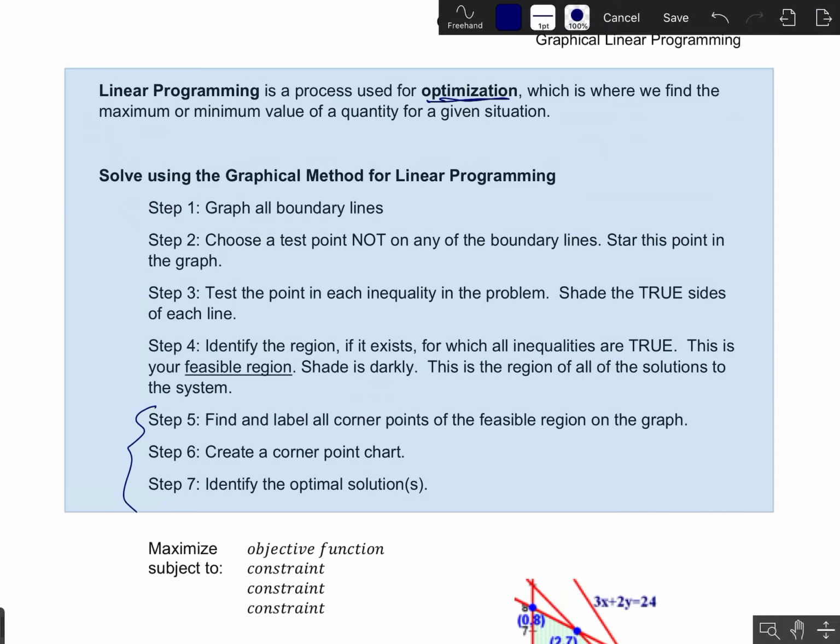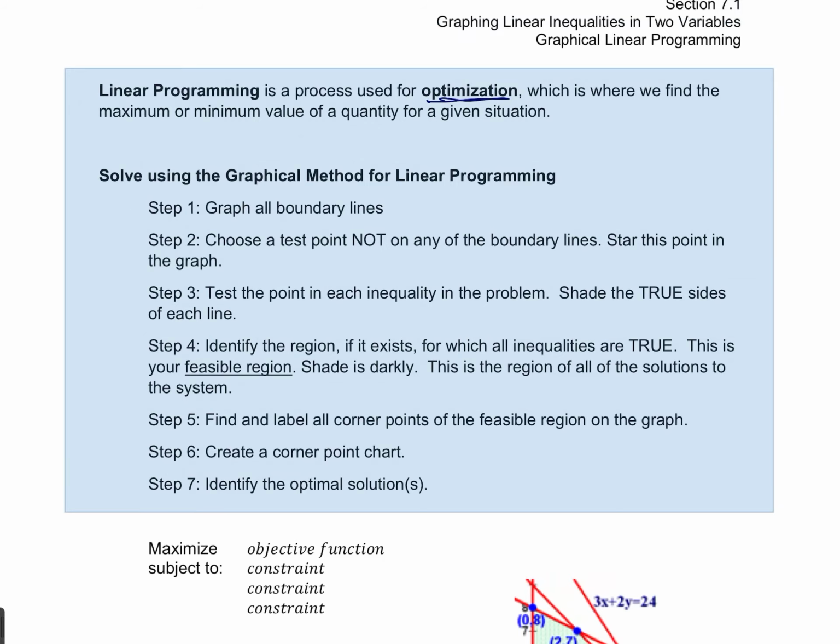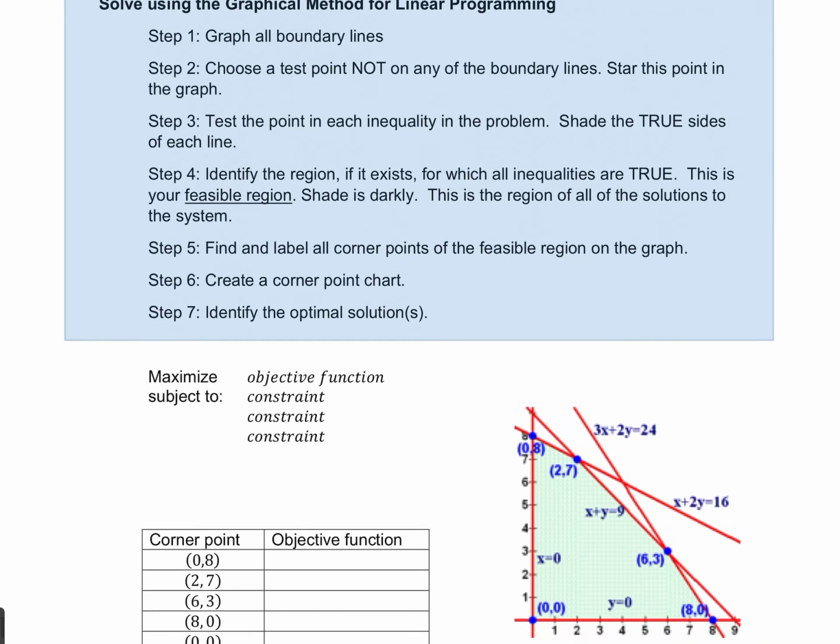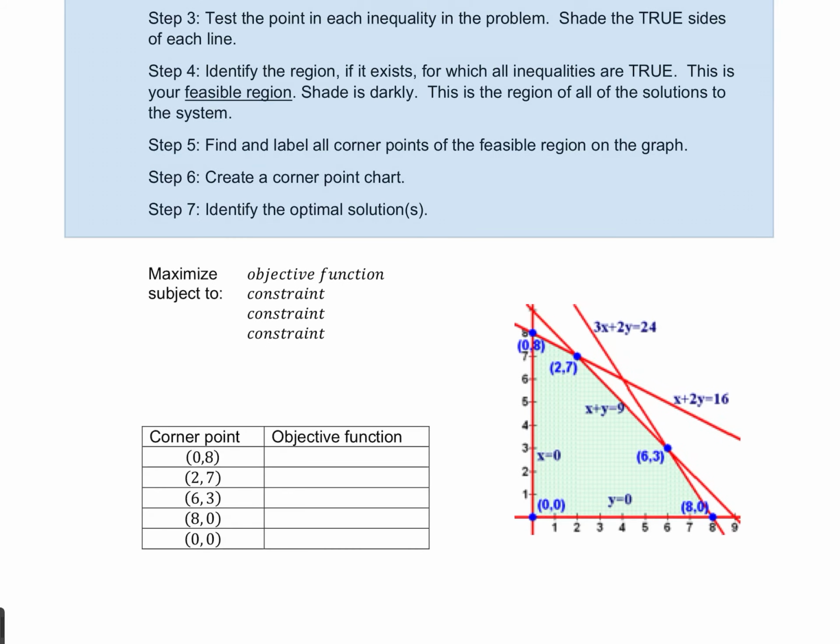And now steps 5 through 7 are the new things. Here we're labeling all of the corner points for the feasible region, and then we'll write down all of the corner points, and then the corner points are going to be the points that we plug in to the function that we're trying to optimize.